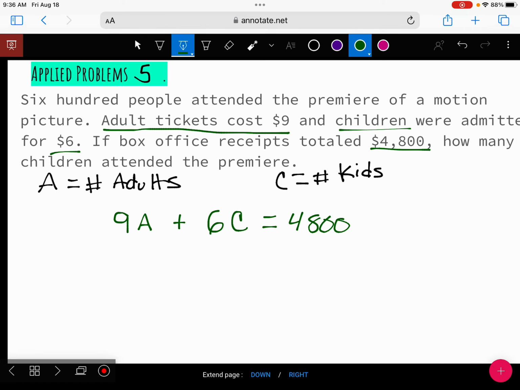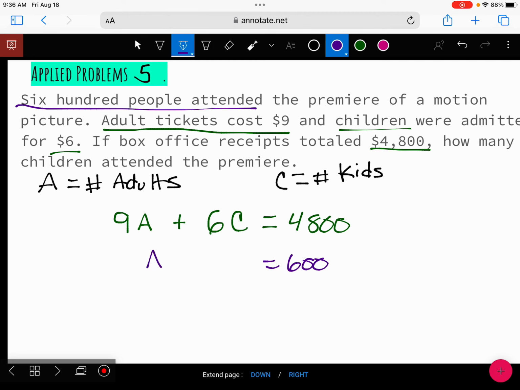Okay. All right. So I know this is for the money. Does this help me get my answer? I don't have quite enough information, do I? I have 2 variables. What else do we know? 600 people attended. Well, I know that's a total, right? So it's going to equal 600. What's going with that 600? A plus C. Y'all came up with that really fast.